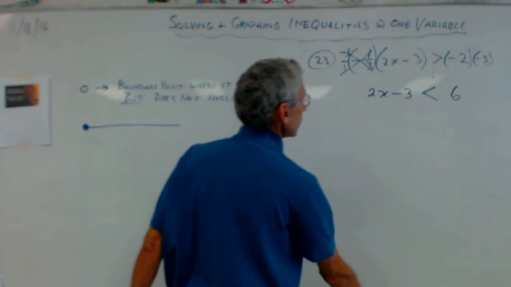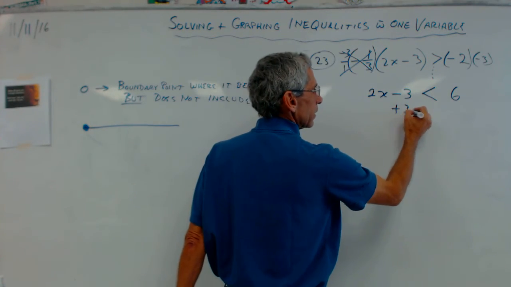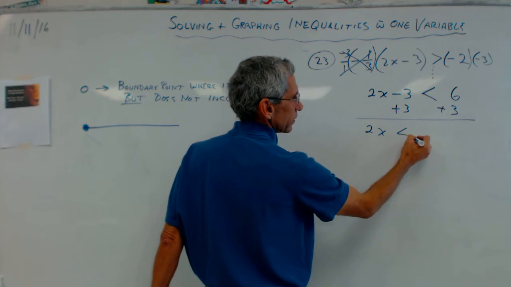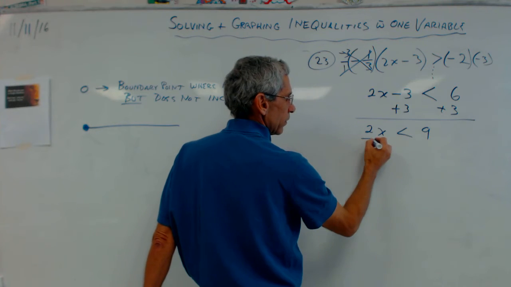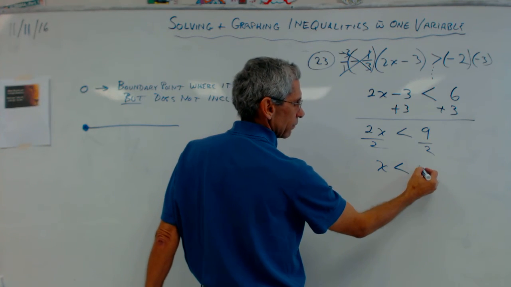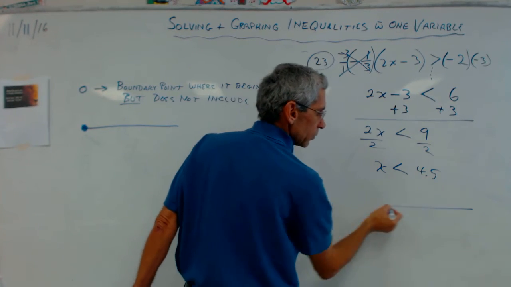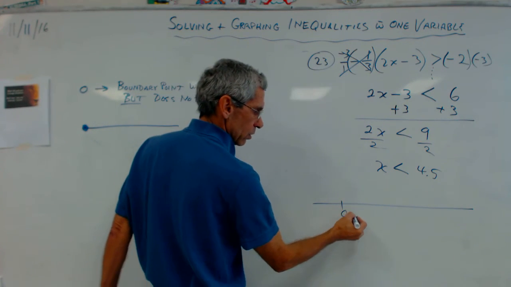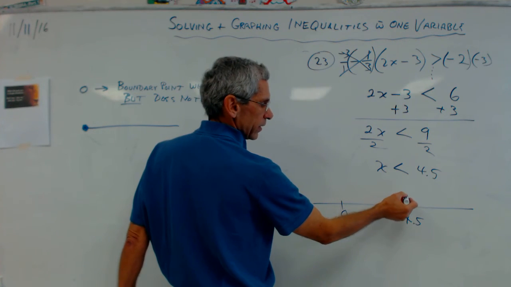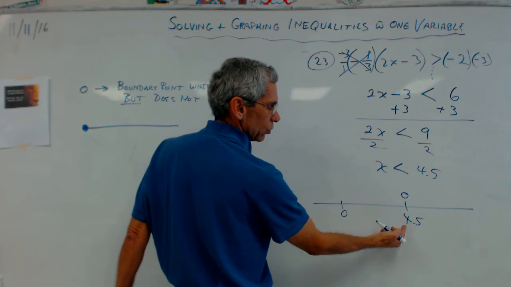Thank you for asking. All right, so now I just add 3, and I've got 2x is less than 9. Divide by 2, x is less than 4.5. Here's my graph. Here's 0, here's 4.5, right? It's less than, it's an open circle, it does not include 4.5.